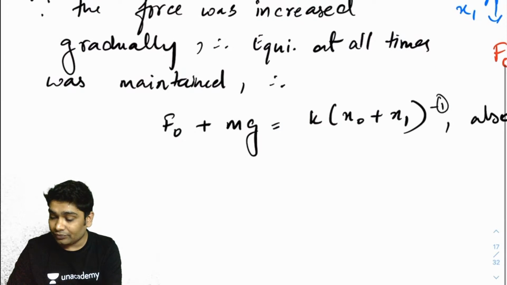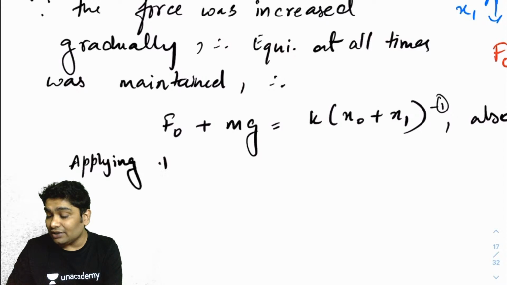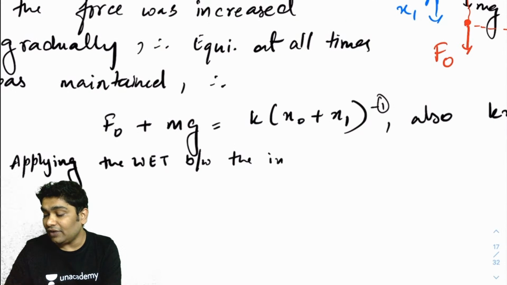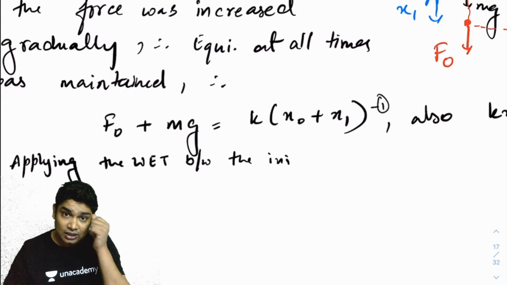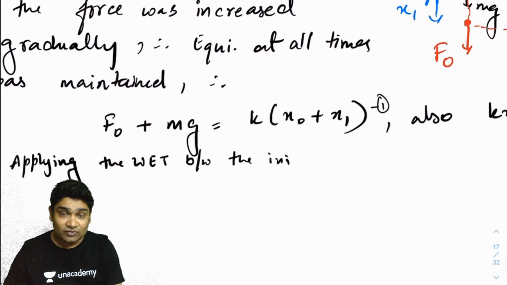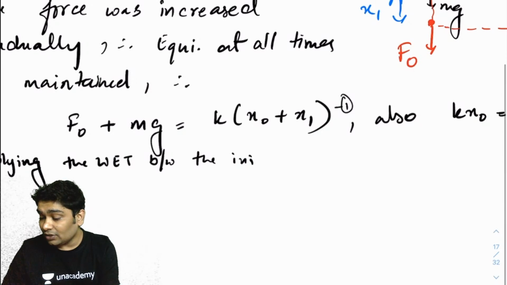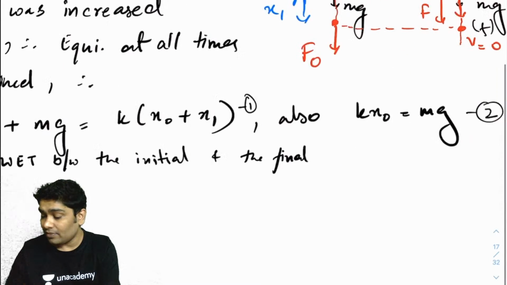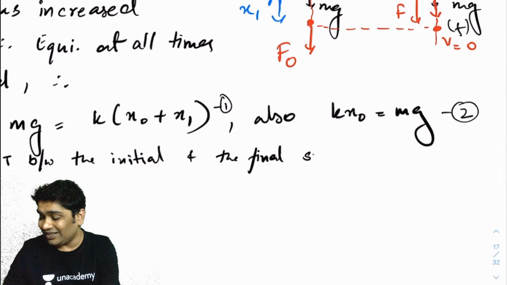Let's apply the work energy theorem between the initial and the final position. Initial is when the elongation was x naught, and final is when it has elongated by x1. Between the initial and the final instance.